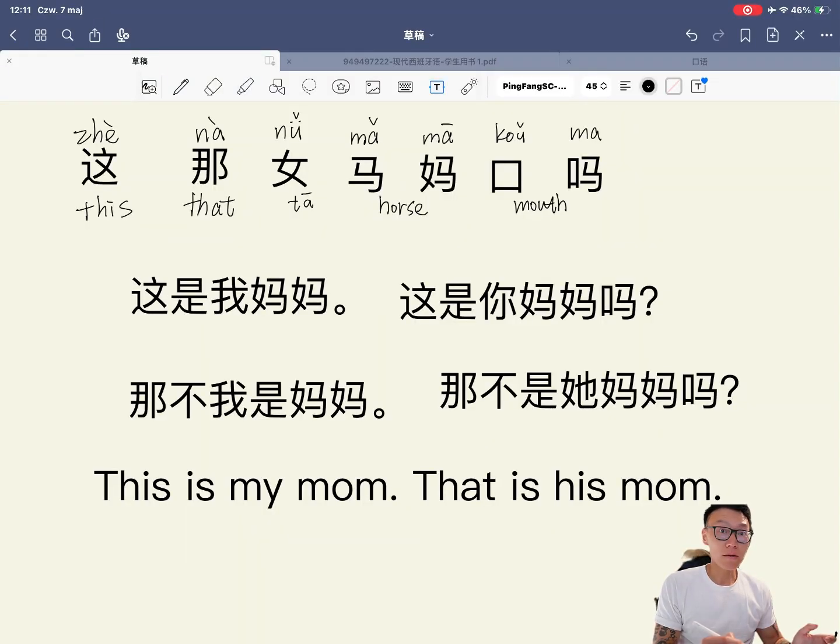Today we're doing lesson 3 part 2. So let's get started. Last time we learned these new characters. Let's repeat them one more time. Repeat after me.